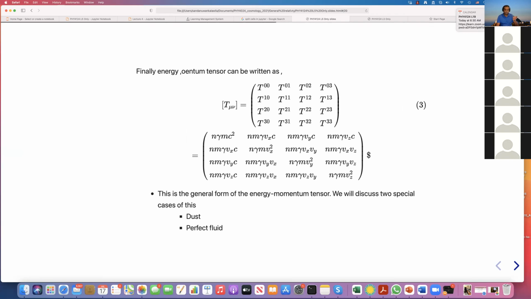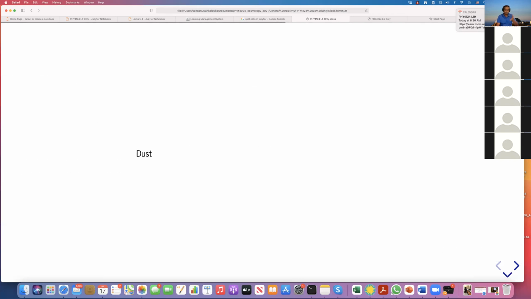And then we had two special cases for this energy momentum tensor. The first one is called dust. So what happens to this energy momentum tensor, how it is reduced under dust, and also when you have a perfect fluid, right? The reason we are discussing these two particular situations is that we will meet these two conditions very frequently. By the way, this dollar mark shouldn't be here, it's a mistake.